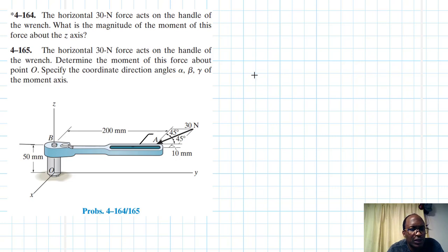The problem reads, the horizontal 30 newtons force acts on the handle of the wrench. What is the magnitude of the moment of this force about the z-axis? The second case is the horizontal 30 newtons force acts on the handle of the wrench. Determine the moment of this force about point O. Specify the coordinate directional angles alpha, beta, gamma of the moment axis.